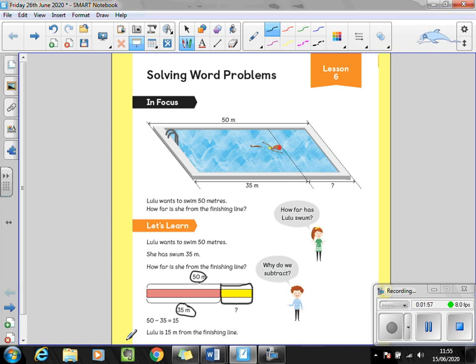Make sure you talk to your adult here about why it is easier to subtract to find the difference rather than count on. And for those adults who are doing this with their child, we talk about that subtraction is easier and quicker because the numbers of 35 and 50 are actually quite close. And the Year 2 children should be able to find the difference more easily because those numbers are closer.